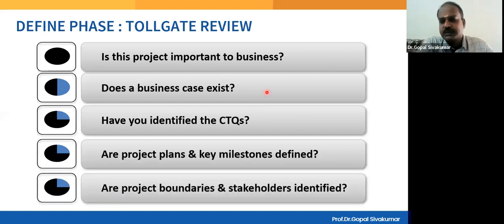And then project boundaries and stakeholders, and whose problem you are trying to solve. And if the problem is solved, who will be benefited? And if the problem is not solved, who will continue to get affected? And this will help you to understand the scope of the project. So these are the important questions. We call it the toll gate review questions. The project team should be able to answer at the end of define phase.